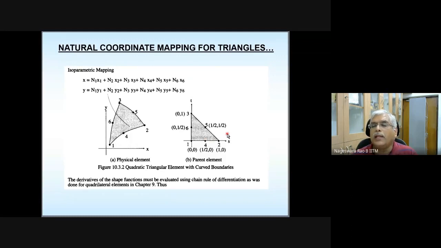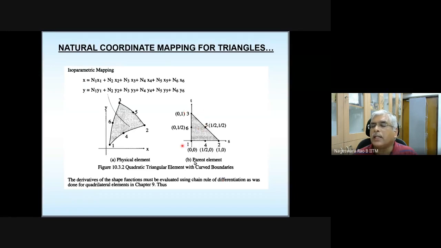6-node triangular element, the parent element is going to be like this. Irrespective of whatever triangular element you have, we are going to map onto this parent element, where node 1 coincides with (0, 0), node 2 is (1, 0), node 3 is (0, 1), and nodes 4, 5, 6 are going to be midpoints of these sides. So you can easily find the coordinates of these.